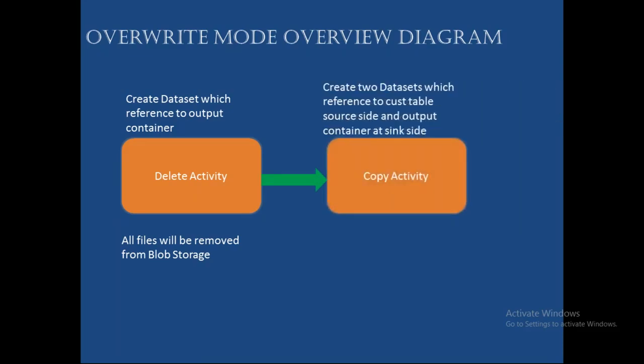What will this copy activity do? In copy activity, you will create two data sets, which reference the customer table at the source side and the output container at the sink side. You understood, sir? Our source is the customer table. Our sink is where we need to load this data, the output container. But in the output container, do we have anything? No. We successfully deleted all the files with the delete activity. Now I am going to load all the data into my output container. What is my result? Copy table data into output container. So this copy activity will copy table data into the output container. This is what is going to happen now.